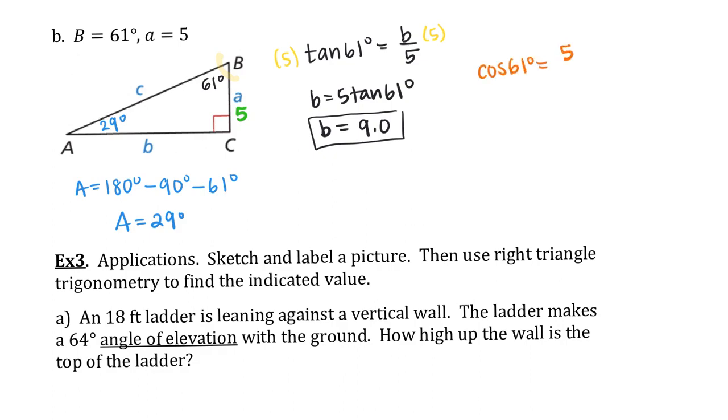Cosine equals adjacent over hypotenuse. Oh, it's that weird upside down one. Let me times by C, even though it looks weird. C times the cosine of 61 degrees equals 5. Divide by cosine 61 degrees.